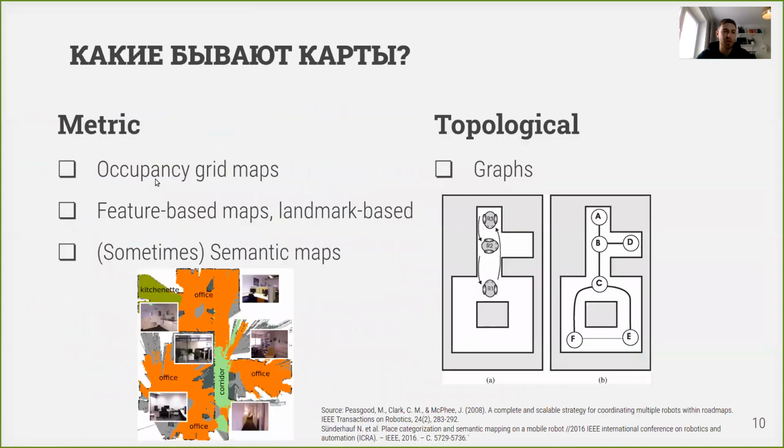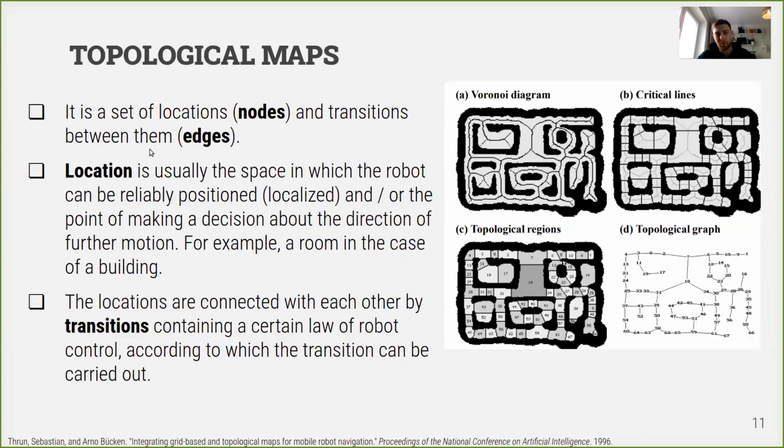Metric maps are the most popular type of maps used. And topological maps are not that popular, but still sometimes used. Let's discuss a little bit more. As we already said, there are locations, which are nodes in our graph, and transitions between them, which are edges. Locations are usually places in which robot can be reliably positioned or localized.